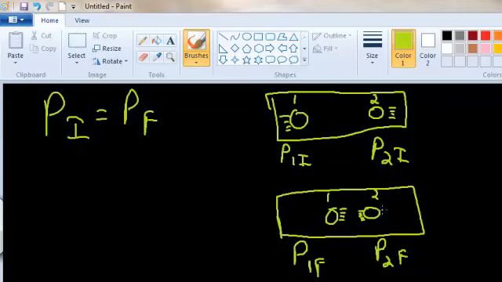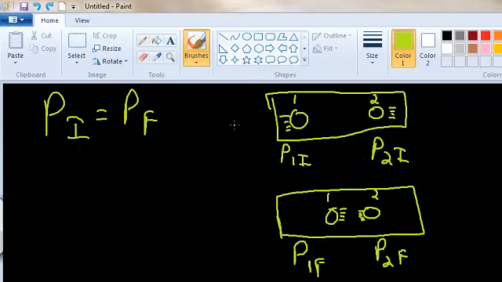You could do this for 3, 4, 5 balls. If for some reason we had another ball over here or one up here, we would call that ball 3 and we would then just say P3I. But we're not going to start messing with 3 objects. Let's just stick with 2.